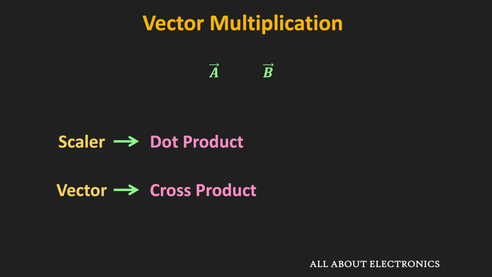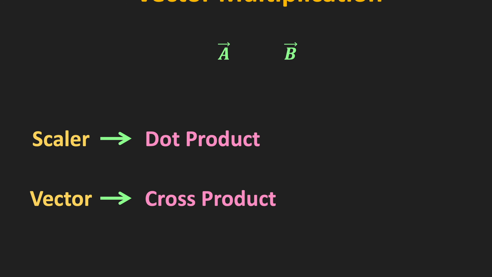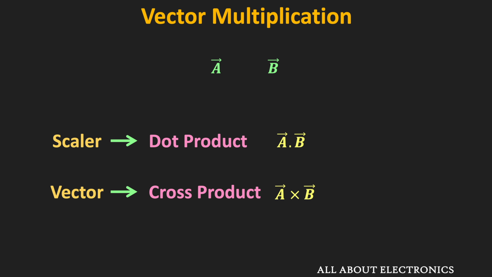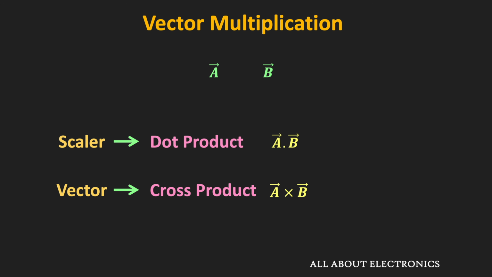In the case of the dot product, the multiplication operation performed on the two vectors is represented by the dot symbol. While in the case of the cross product, the operation performed on the two vectors is represented by this cross symbol. So first of all, let us start with the dot product.